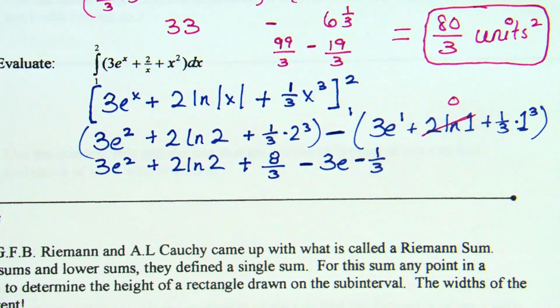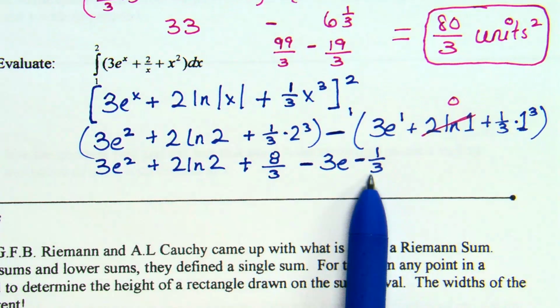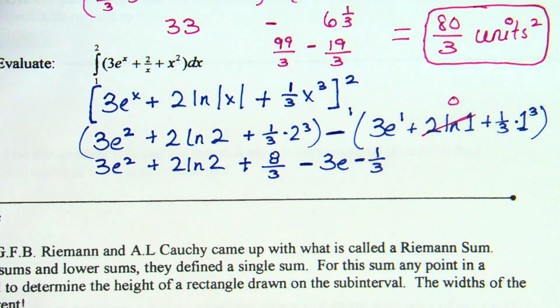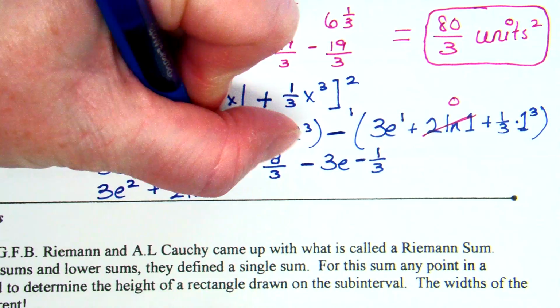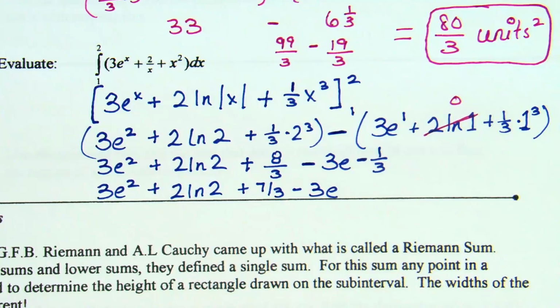There is a small bit of cleanup you can do if you're not going the calculator route, and that is the fact that 8/3 minus 1/3 is 7/3. So I could give this answer of 3e squared plus 2 natural log of 2 plus 7/3 minus 3e. Depending on the given scenario, that is an equivalent answer. You can also plug it into a calculator, yes?